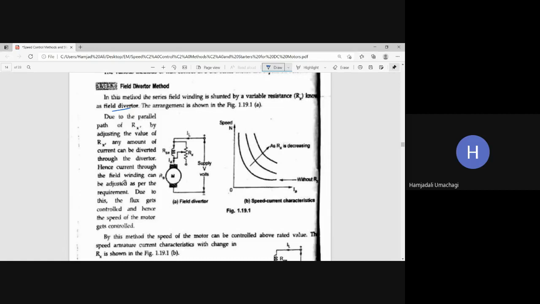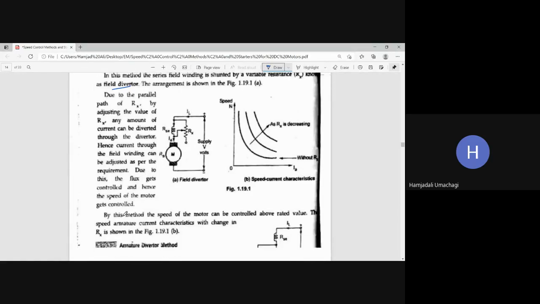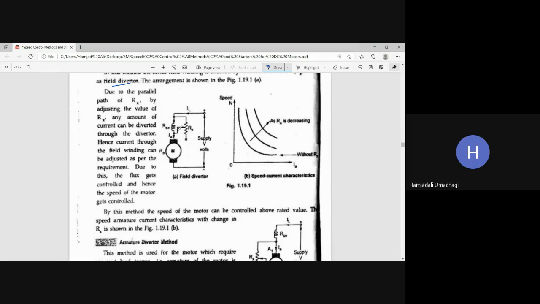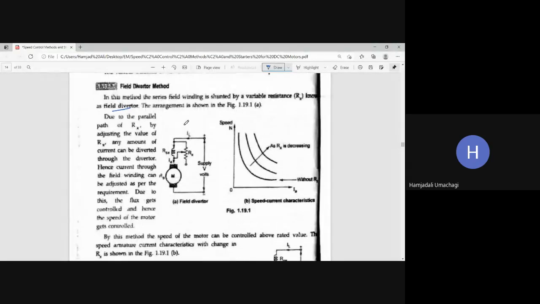If flux phi changes, then the speed of the DC series motor changes. Hence, the current through the field winding can be adjusted as per the requirement. By sliding this rheostat, which is connected in parallel with the field winding, you can control the current through the field winding, and get whatever speed value you want. Due to this, ISC gets controlled, then flux gets controlled, and hence the speed of the motor gets controlled. This is the circuit diagram for the field diverter method, and then these are the speed characteristics. What are the speed characteristics here?